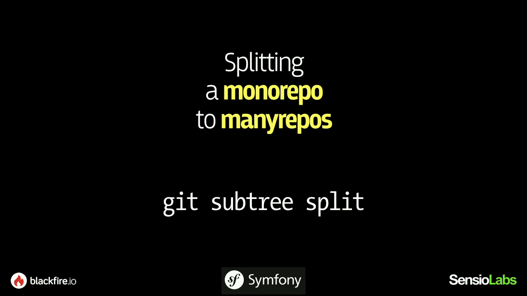And I wanted to avoid that because I don't want the mono repository to be aware of the mini repos and the other way around. Right? So that's why I want to have the split only one way, right, from the mono repo to the mini repos.